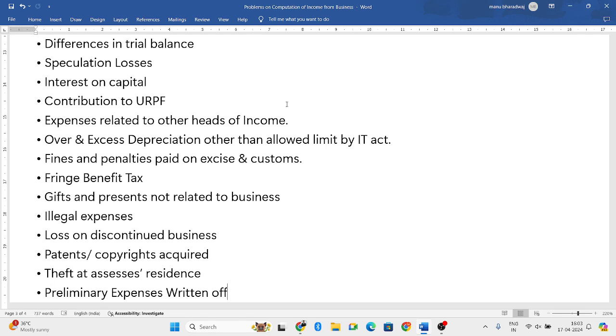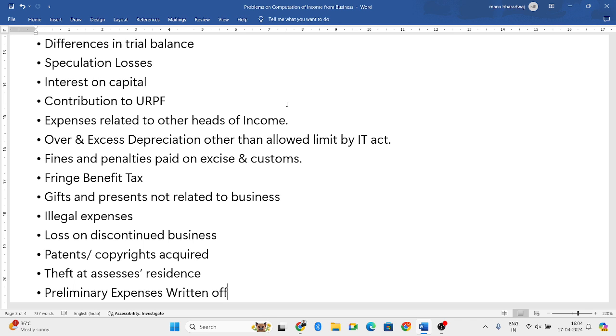Interest on capital. Any interest on capital paid usually comes under partnership. If interest on capital is paid, that is not allowed. Interest on capital or interest on drawings, nothing is allowed.